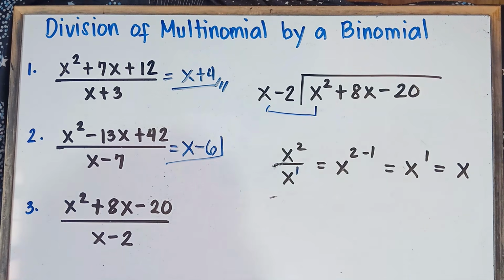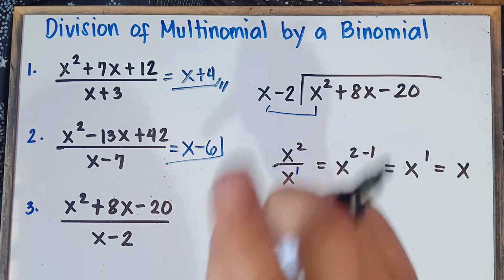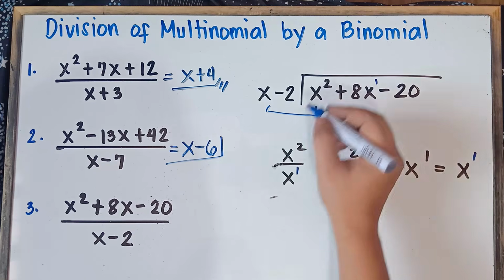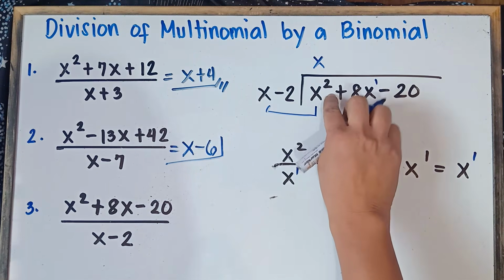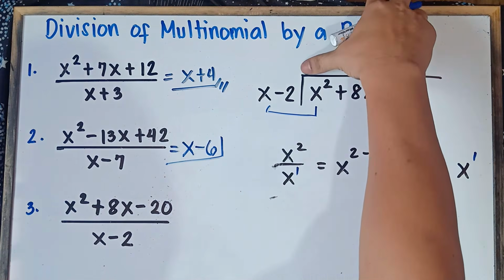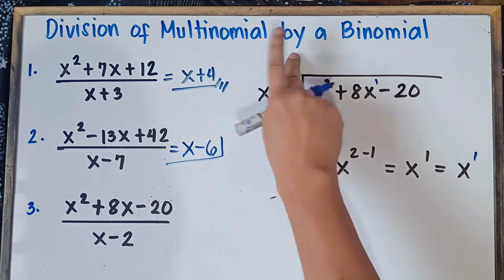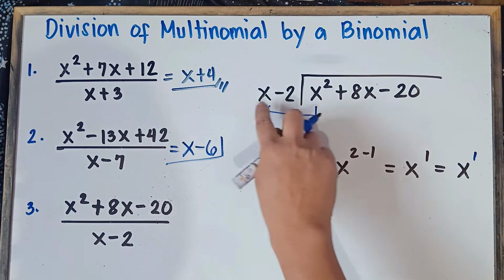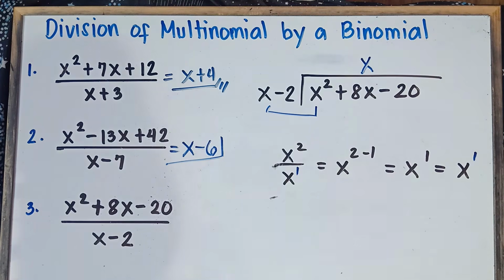Now, question, where will you align your answer? That's correct. You will align your answer, class, on this given positive 8x. Why is that, sir? Because they have the same exponent, that would be 1. You will not align your answer on this given x squared, because the exponent is 2. So you align your answer on positive 8x, because they have the same exponent for x. So x squared divided by x, that would be x. You put your answer here on top of 8x.